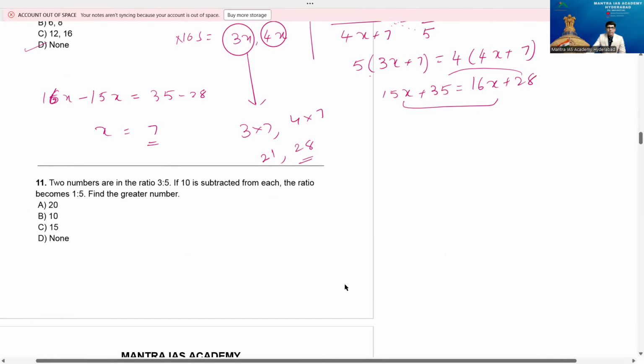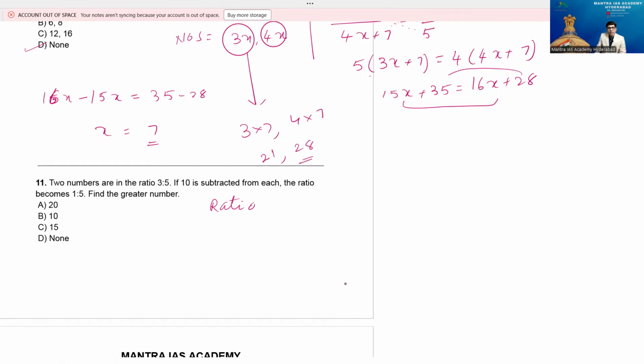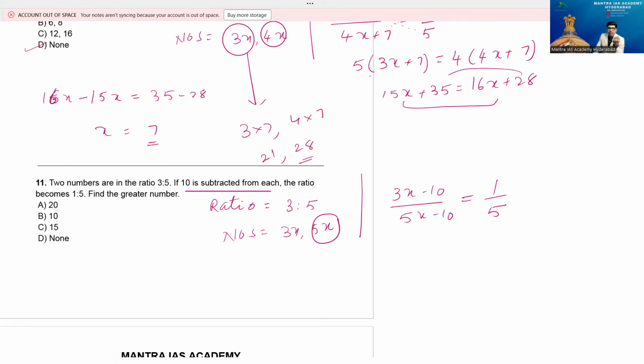Then 11th question. Two numbers are in the ratio 3 is to 5. If 10 is subtracted from each, the ratio becomes 1 is to 5. Find the greater number. In the same style, the ratio is given, 3 is to 5. The numbers must be 3x, comma 5x. 10 is subtracted from each, so in the same style, 3x minus 10 by 5x minus 10. The ratio has become 1 is to 5, or 1 by 5. Then the greater number: our target is just 5x only. No need of finding the value of 3x.